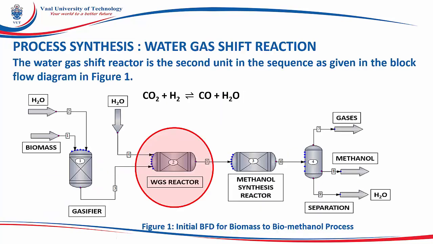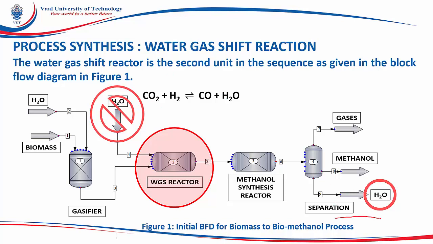The water gas shift reactor is the second in our sequence, or in our block flow diagram. Remember, the reaction is going to occur in the direction of using up CO2 and H2 to produce CO and water. So what this essentially means is that there will be no water feed to the water gas shift reaction, because we don't need water in the reaction. However, we need to emphasize that this reaction is going to produce water, so you will need to remove water somewhere downstream.